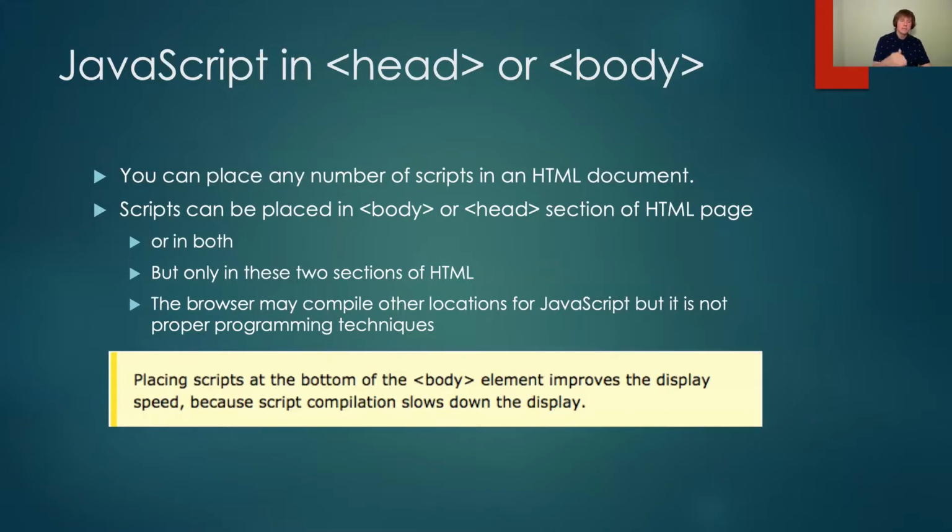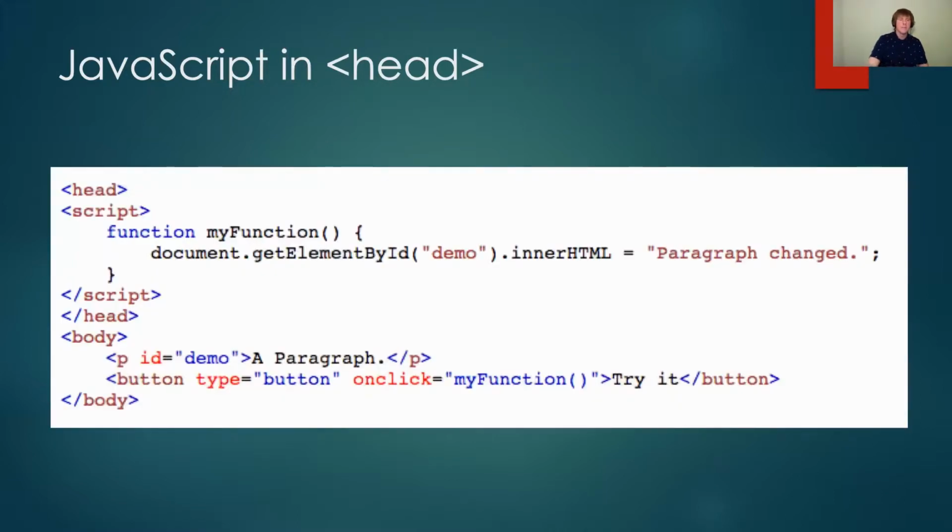Now, placing scripts at the bottom of the body element will actually improve the display speed, because script compilation slows down the display. We're going to talk about this more in a little bit and actually have some examples for you. So the JavaScript will go in the script tag, and the script tag can be in the head or the body. Now, here's an example of it in the head.